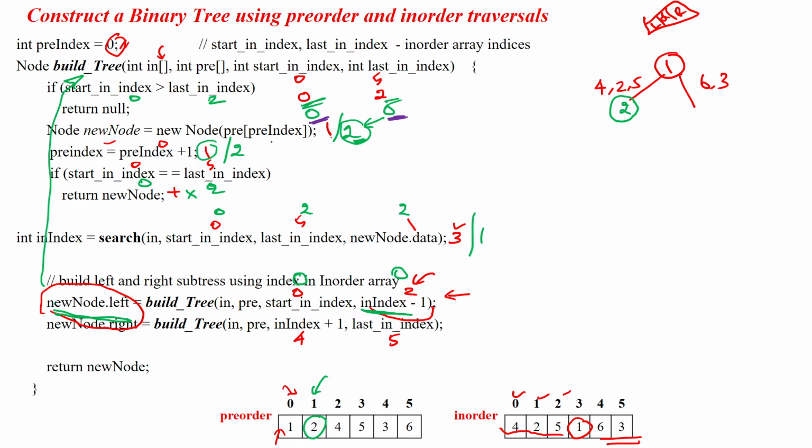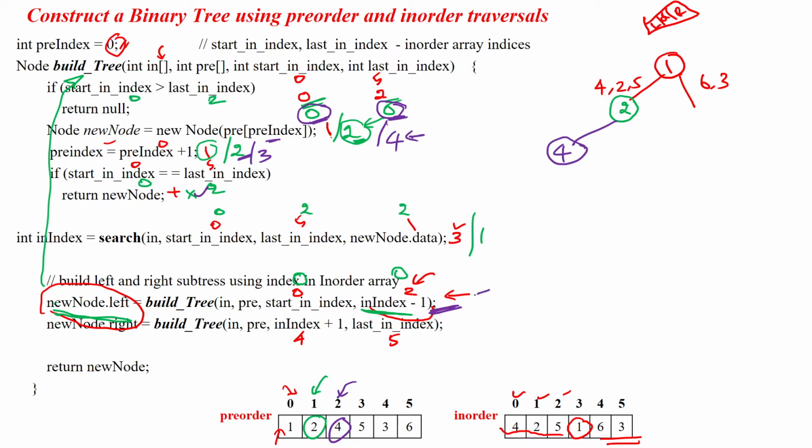Now again we are finding the pre-index. Pre-index is now 2, and pre-index of 2 has the value 4. Here again the pre-index is incremented by 1, so that is 3. Now we are checking whether start index equals last index. The start index is 0 and the last index is also 0, so both are matching, and then it will execute. So the new node is returned, and the new node is 4. So 4 is returned as the left, 2 dot left. So 2 dot left is 4.